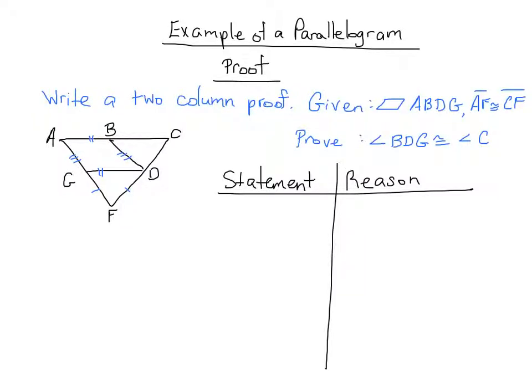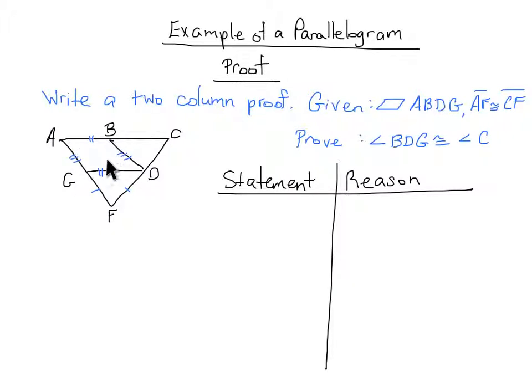In this video, we're going to use information that we've already learned about the properties of parallelograms and other important definitions and information that we know in order to prove this thing here. So what we have here is that ABDG is a parallelogram, and that's given information. And we also know that AF is congruent to CF. So here we go.